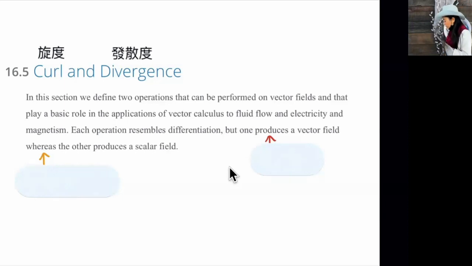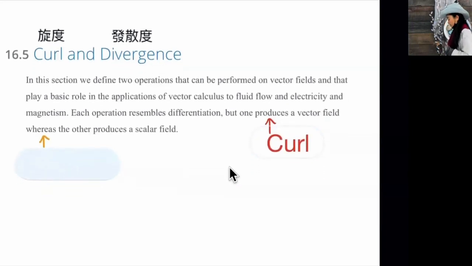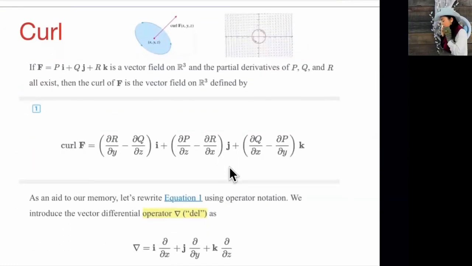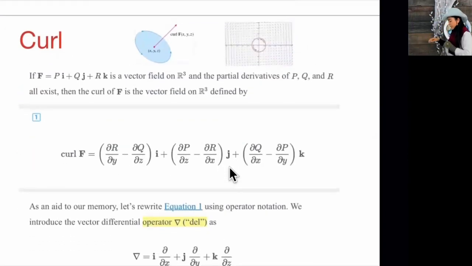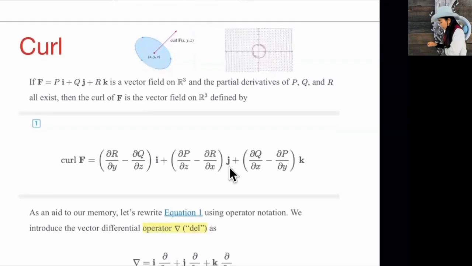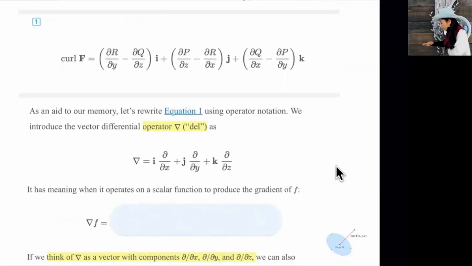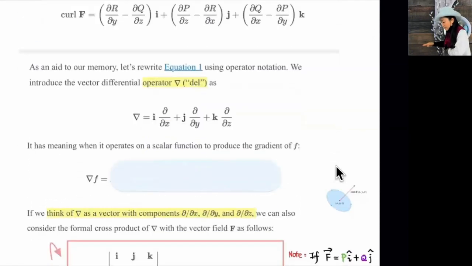The one that produces the vector field is the curl, and the one that produces a scalar field is the divergence. So let's talk about curl. First of all, we have this vector field F over here. It has three components, P, Q, and R. And the curl of this vector field is defined to be this. It looks like a very long expression, so we're going to have an easy way to remember it.